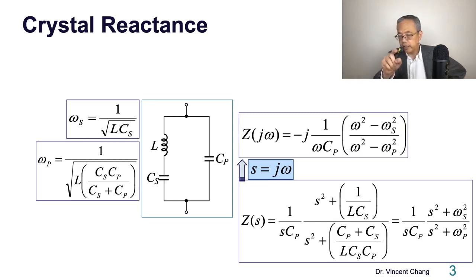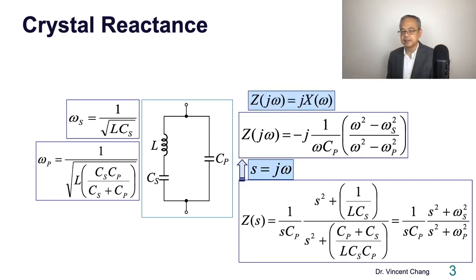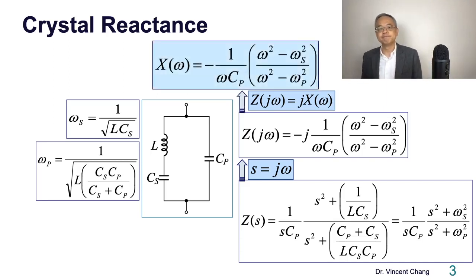So it's a purely imaginary number. So it's the j. Then the imaginary part is called the reactance. So Z is the impedance, jX is called reactance. So the capital X as a function of frequency equals -1 over omega Cp times the big parenthesis like this. So this is the crystal reactance.